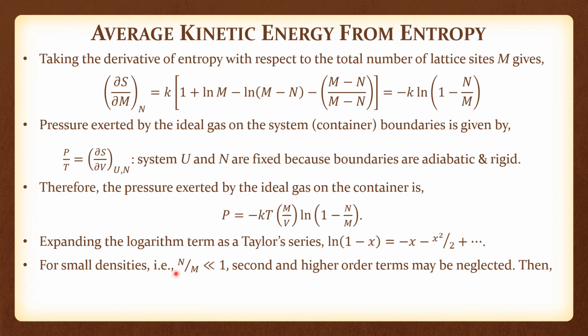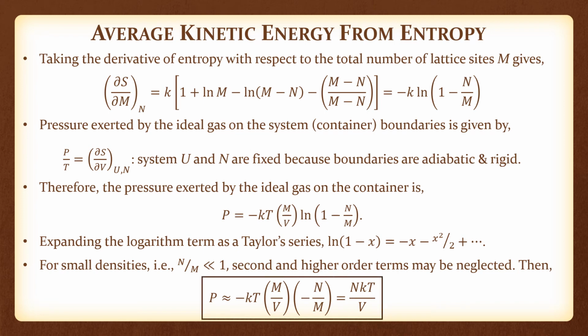And therefore, since n by m can be taken to be much smaller than 1, ln of 1 minus n by m is simply minus n by m. So that basically gives P equals nkT by V, where n is the number of molecules, k is the Boltzmann constant, T is temperature, and V is volume. So this is the fundamental PVT relationship for an ideal gas.